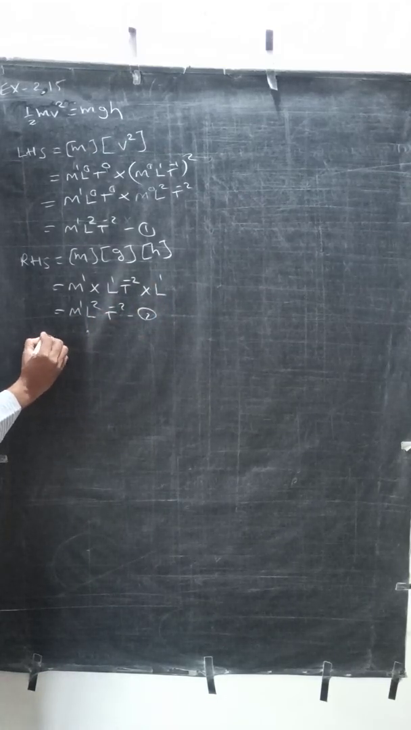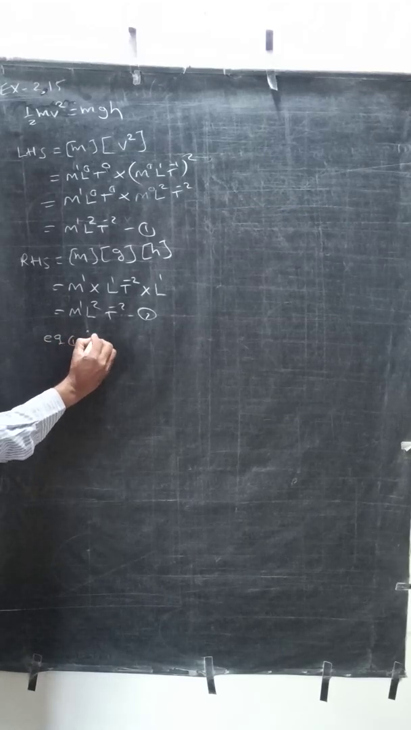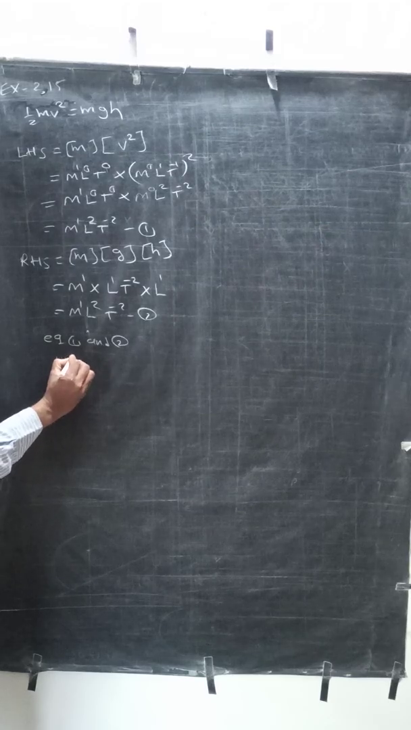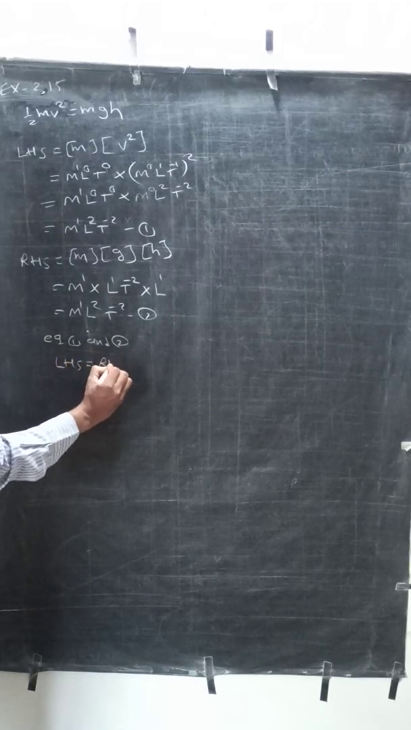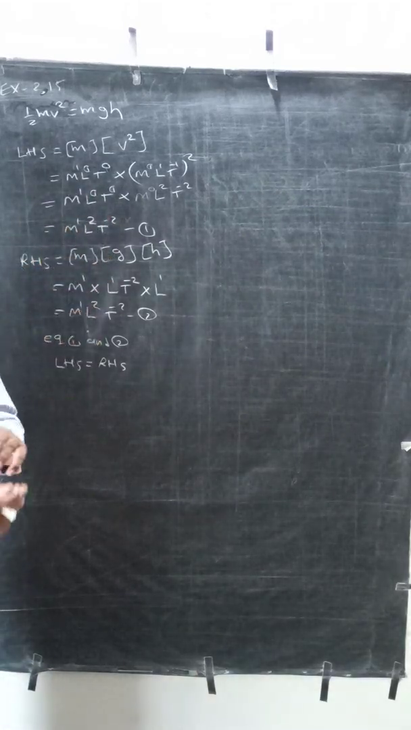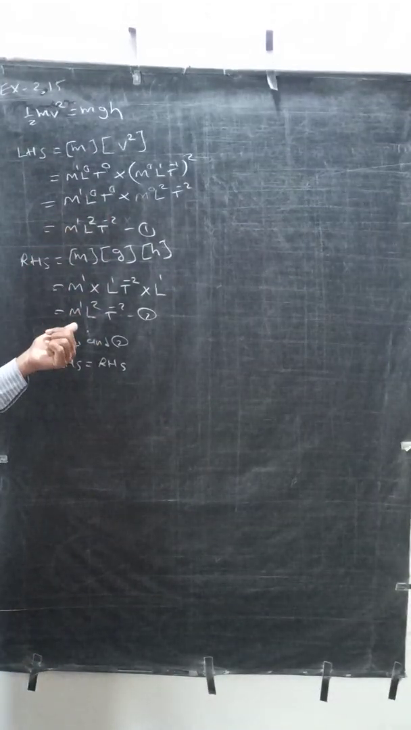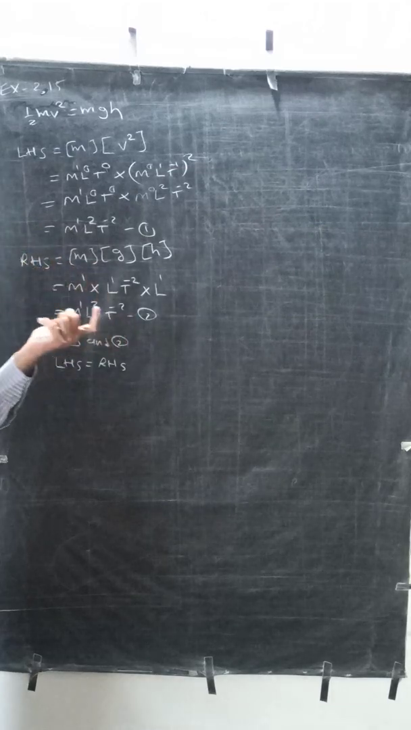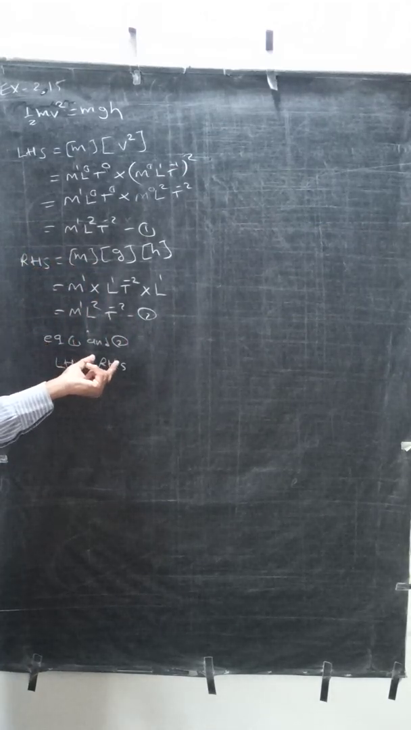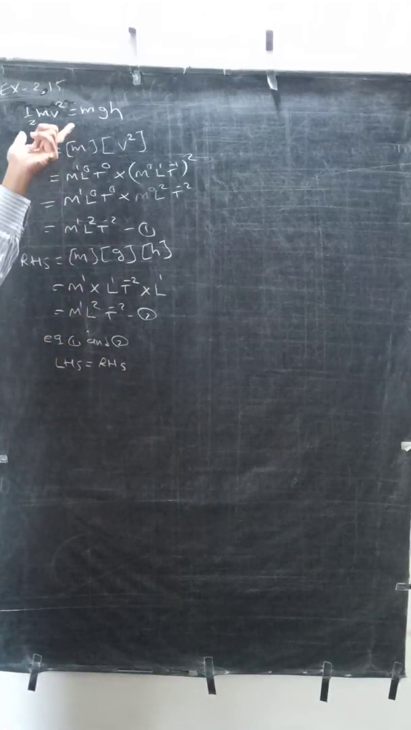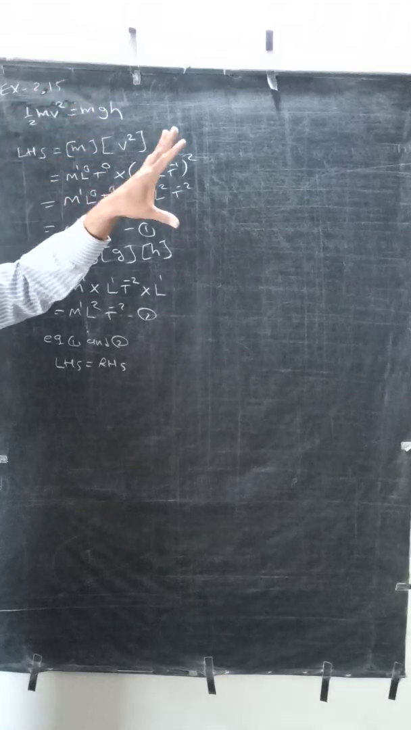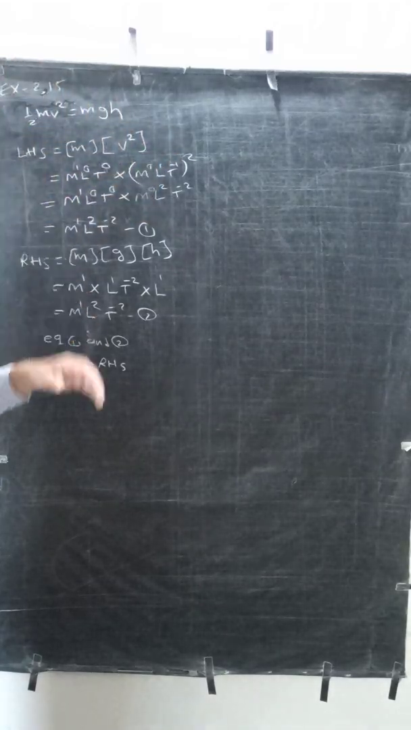From equation 1 and 2, we see LHS is equal to RHS. The dimensions of both the sides are the same. The dimensions of M, L and T are exactly the same, with the same sign. So LHS is equal to RHS. So this equation is dimensionally correct. Not to say it is correct all the time, but only dimensionally correct.